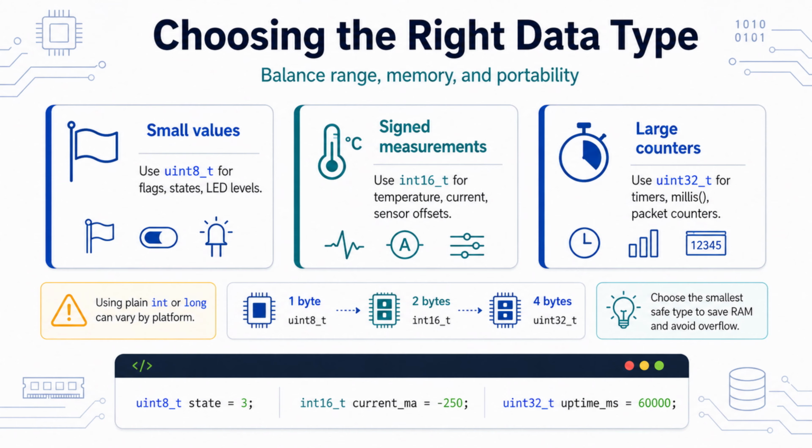For small states, flags, LED levels, and simple modes, uint8_t is usually enough and saves RAM. For signed measurements, such as temperature below 0, current direction, or sensor offsets, int16_t is a better choice. For values that grow large, such as uptime in milliseconds, packet counters, or system ticks, uint32_t is usually safer. This is especially important in embedded systems because thousands of variables, buffers, or structures can quickly consume RAM. Good type selection makes firmware smaller, safer, and easier to maintain.